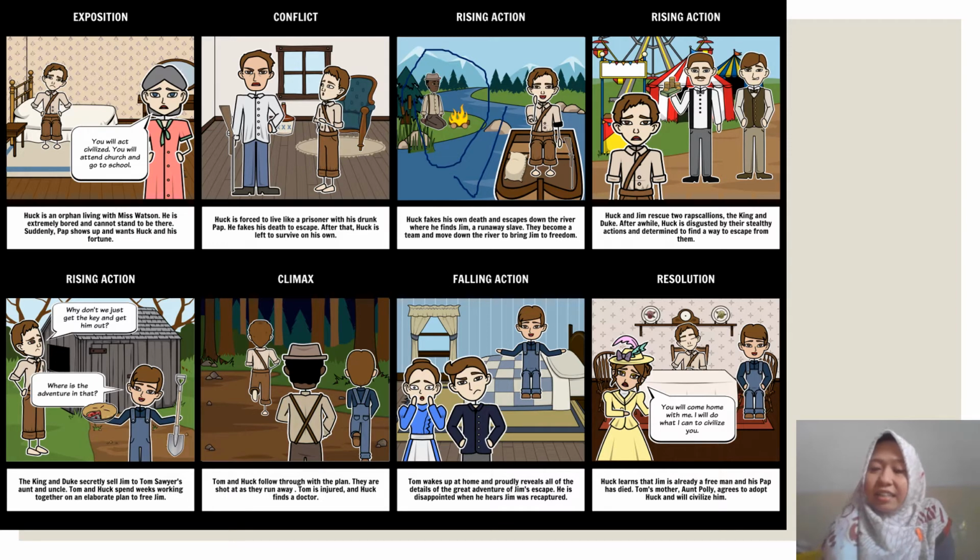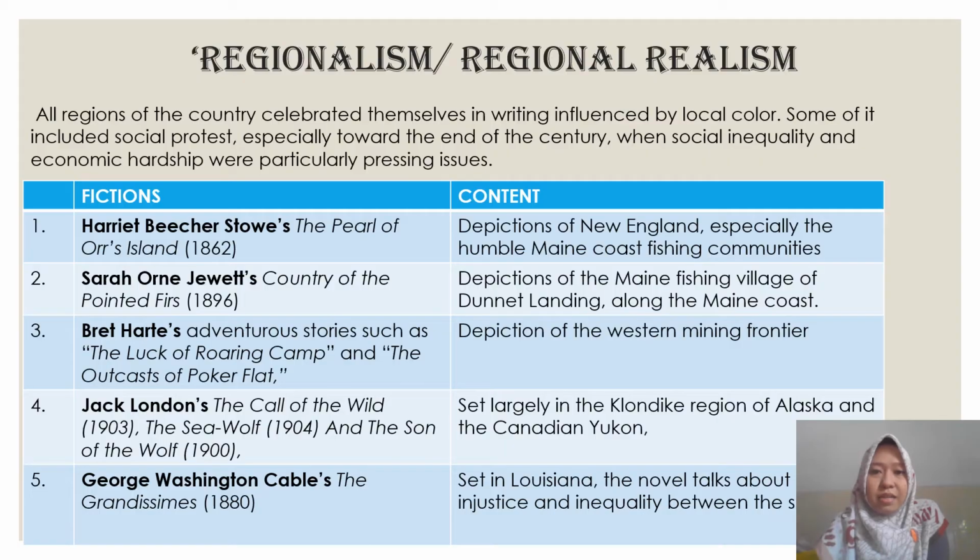Okay, and then what we have to underline in this story is that both of them escape from reality. Jim escaped from slavery, and Finn escaped from the routines or the boredom of his life. So this is one example of the realism novel. Okay, and then next we go to regional realism, or we can also call it local colorism.